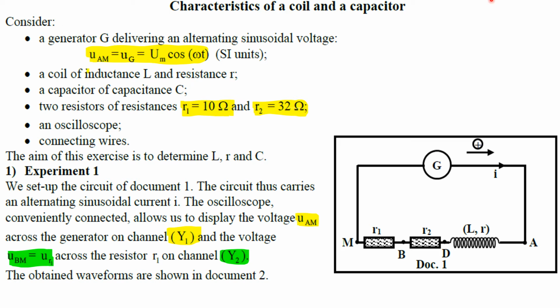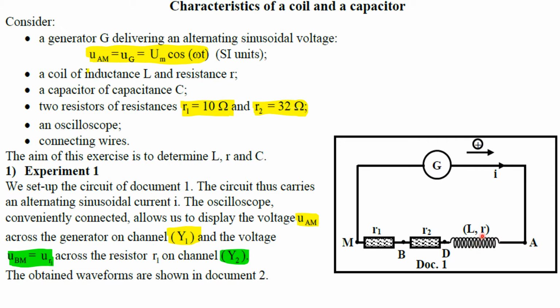Characteristics of a coil and a capacitor. A generator G delivering an alternating sinusoidal voltage given as UAM equals UG. So UAM between point A and point M is the same as UG. It's given as UM, the maximum or the amplitude of the voltage, multiplied by cosine omega t. A coil of inductance L, this is the coil, and internal resistance R.